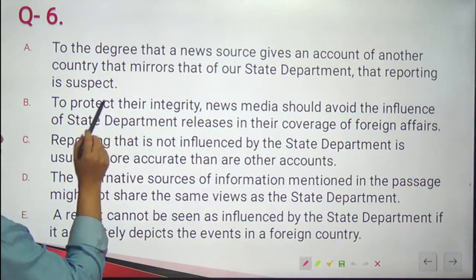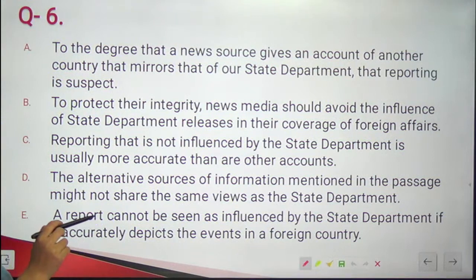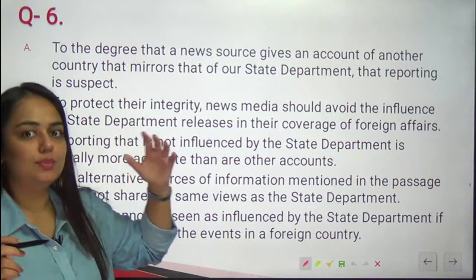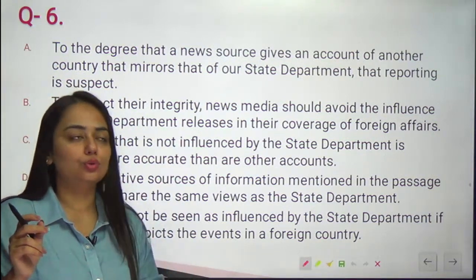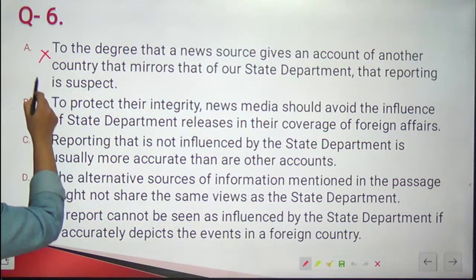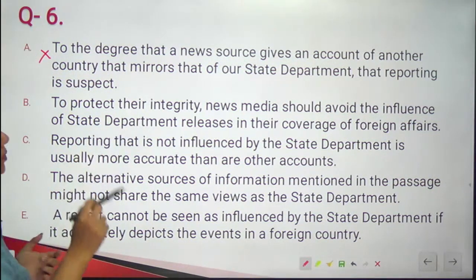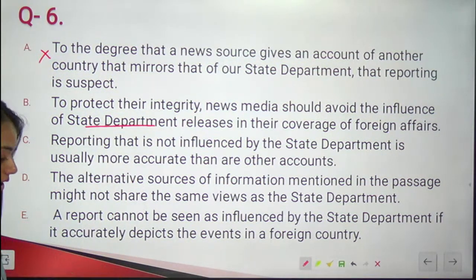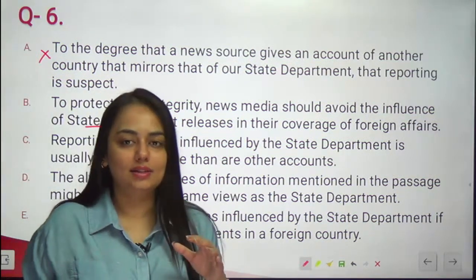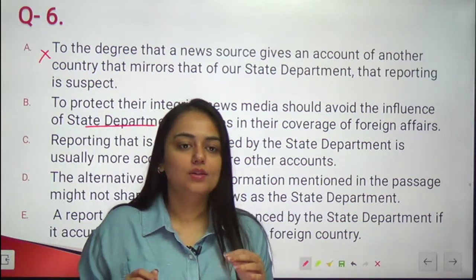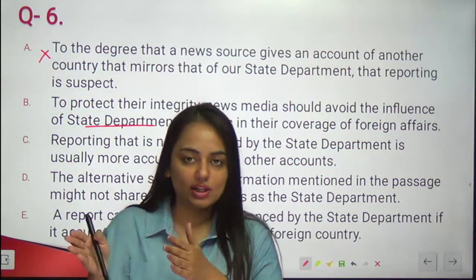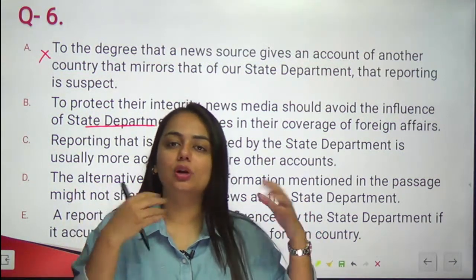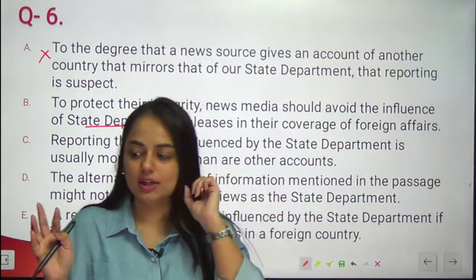To the degree that a news source gives an account of another country that mirrors that of our State Department, that reporting is suspect. What does this mean? This is just an option which is here to confuse you. So this cannot be the right answer. To protect the integrity, news media should avoid the influence of State Department releases in their coverage of foreign affairs. So this is again faulty reasoning, faulty inference. He said that you should be referring to alternate news resources instead of just your state view. He did not mean that you should completely ignore your own state view. So this cannot be the right answer.